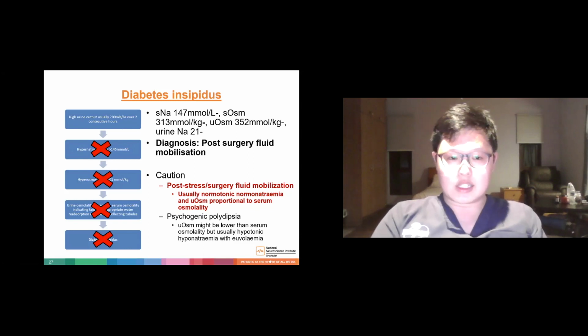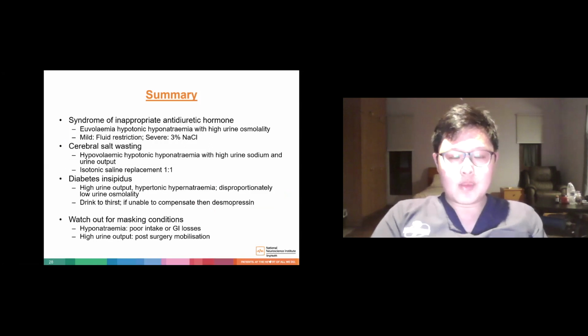and mortality. So in summary, the 3 most important sodium disturbances in a neurosurgical patient: number 1 is SIADH, and this is classically a euvolemic hypotonic hyponatremia with a high urine osmolality. In mild cases, the treatment for this is fluid restriction, and in severe cases, we use 3% hypertonic saline. The next important sodium disturbance is cerebral salt wasting, and in these patients, they get a hypovolemic hypotonic hyponatremia with high urine sodium and high urine output. In this case, the definitive treatment is isotonic saline replacement in a 1:1 ratio.